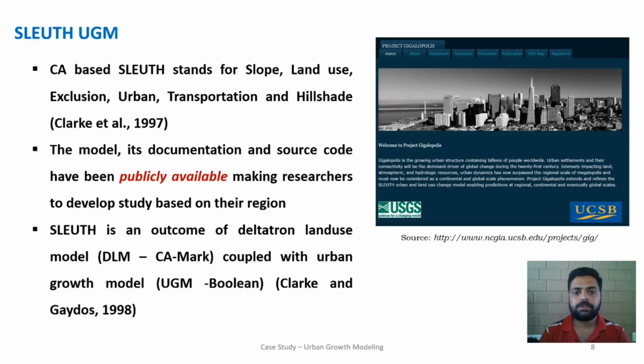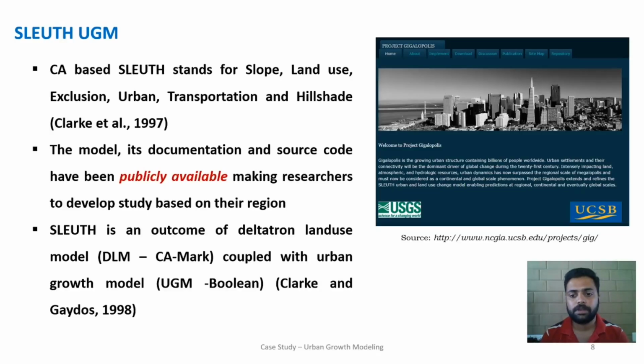Then coming to the SLEUTH model, SLEUTH is an urban growth model. It is definitely based on cellular automata. The abbreviation SLEUTH stands for slope, land use, exclusion, urban, transportation, and hillshade. So these are the 6 different layers which are used in SLEUTH modeling. This was initially developed by Keith Clarke.